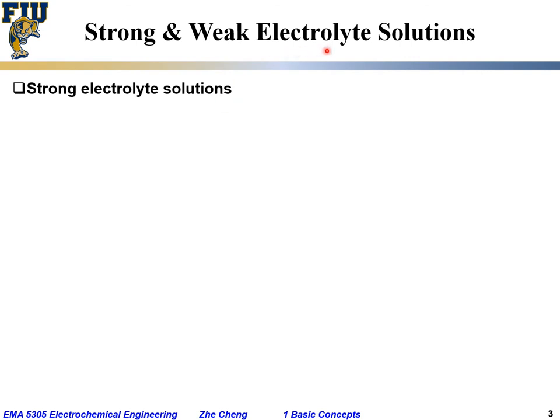Now for electrolyte solutions, there are both strong electrolyte solutions and weak electrolyte solutions. Let's first talk about strong electrolyte solutions. Here we are looking at electrolyte solutes that undergo complete dissociation into cations, or positively charged ions, and anions, which are negatively charged ions. Complete dissociation happens for strong salts such as sodium chloride, strong acids such as hydrochloric acid, or strong bases such as sodium hydroxide. Here we give the example of sodium chloride.